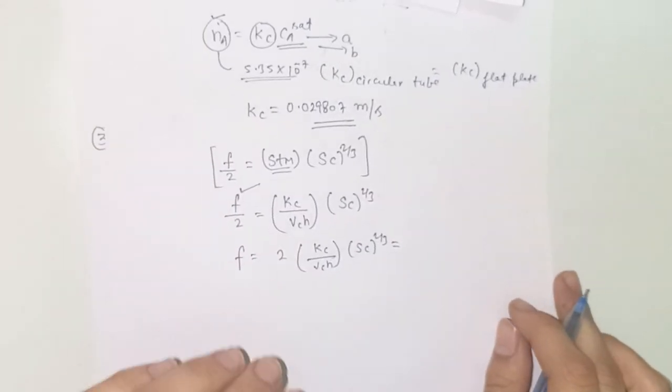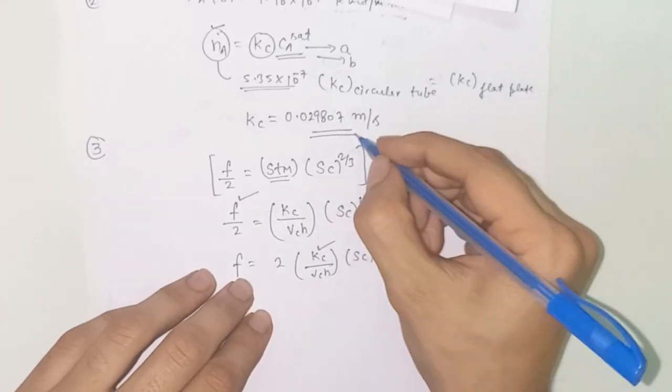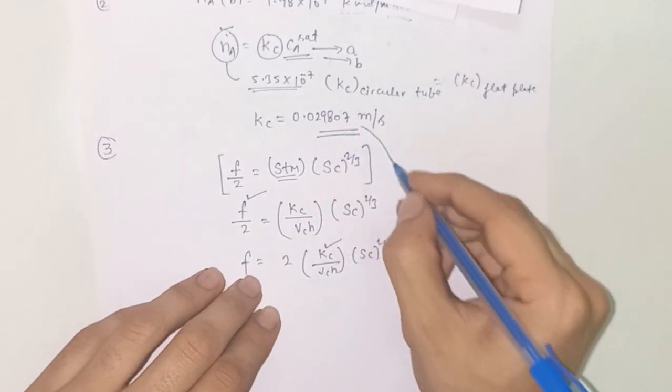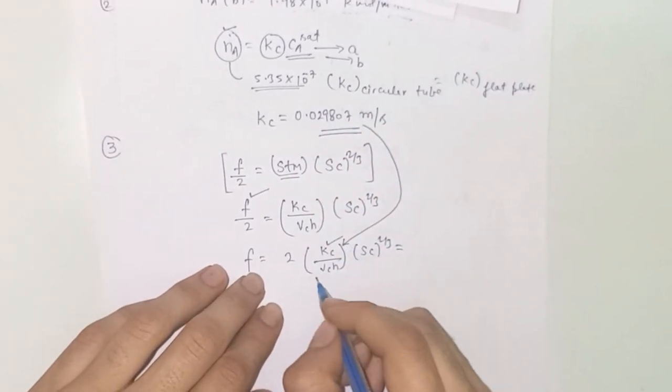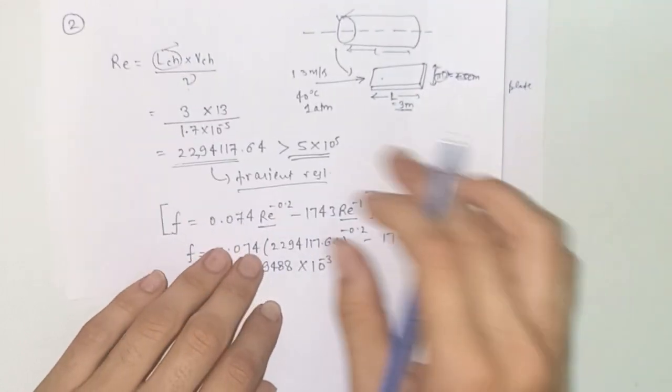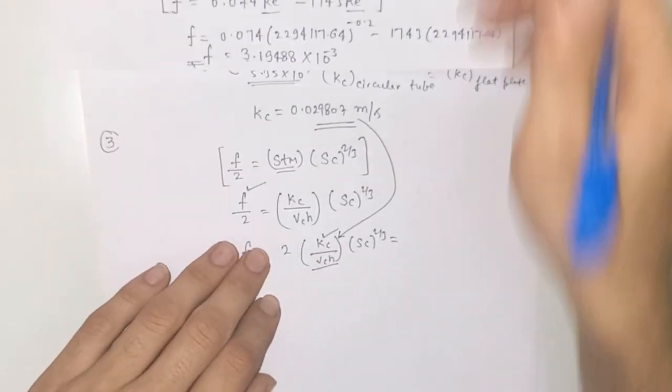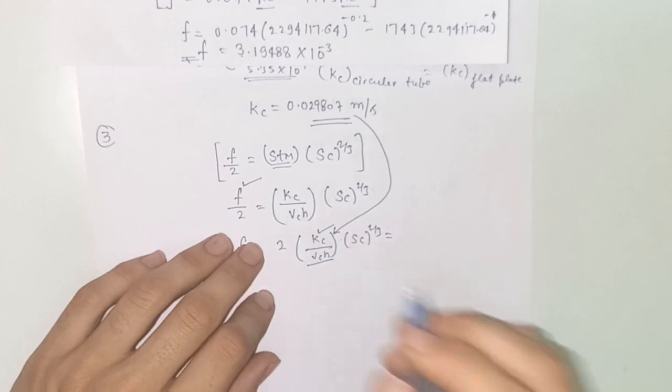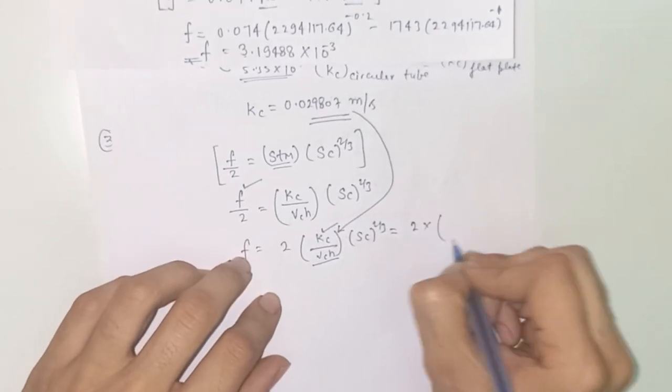Now we have to just substitute all the values. The Kc is updated as this 0.029, so we have to just put the value of Kc here. The characteristic velocity you already know, that is 13 meter per second, and there is no change in that. And the Schmidt number we have already calculated in the first part. So we just substitute the values.